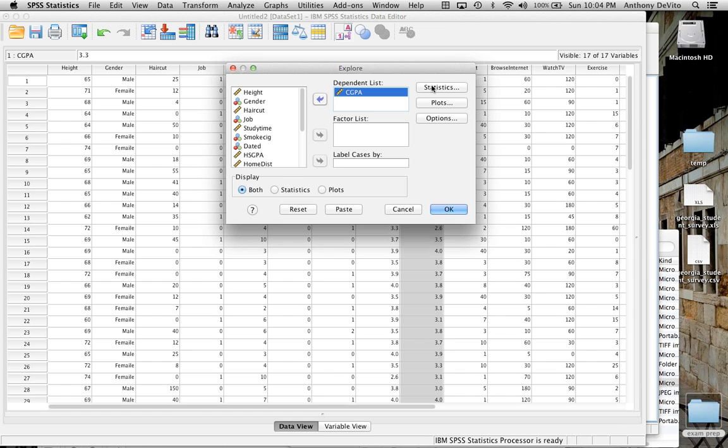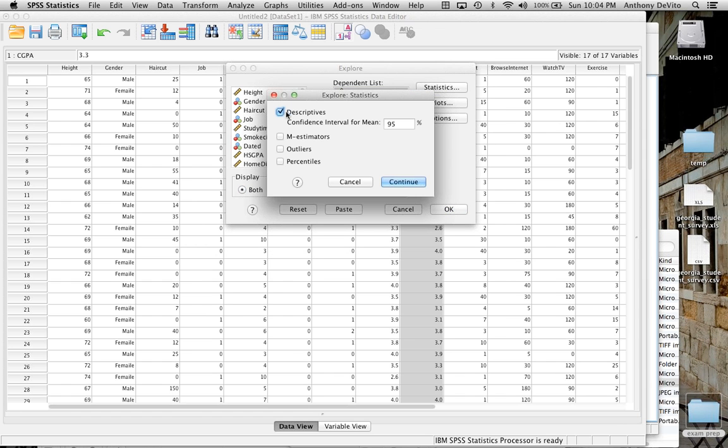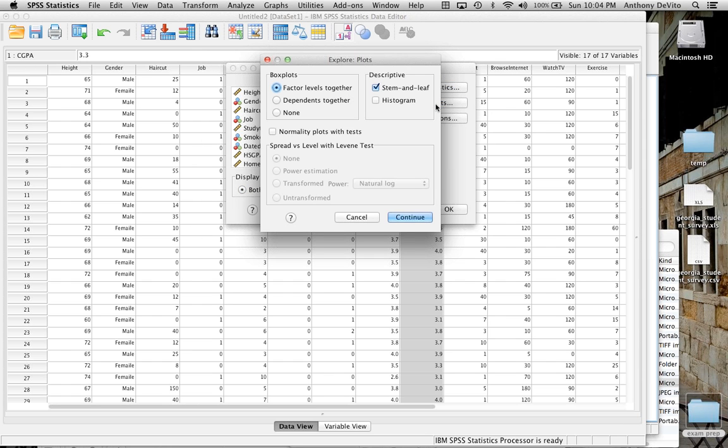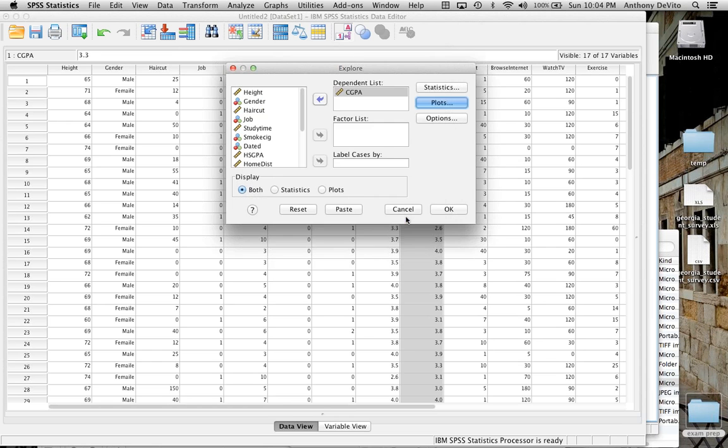Now, if I click on these various buttons, statistics, it's already checked off to give me descriptive statistics. Plots, if I click on that, it will always give me, by default, box plots. So that's why you don't see box plots in here. Right now it's checked off to give me stem and leaf diagrams. Maybe I don't want that. I'm going to uncheck that. Give me histograms instead. I'm going to say continue.